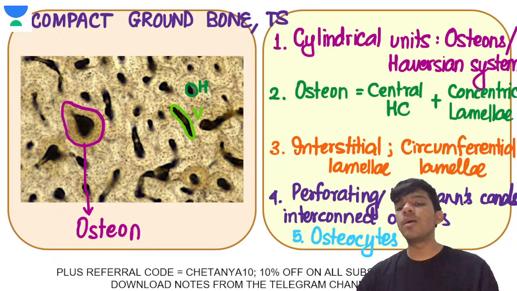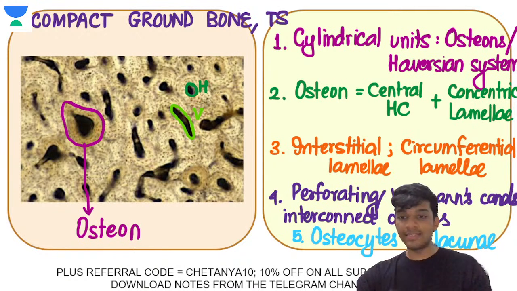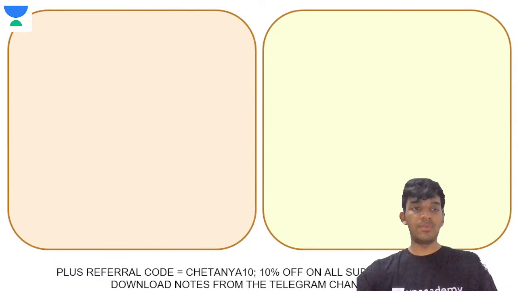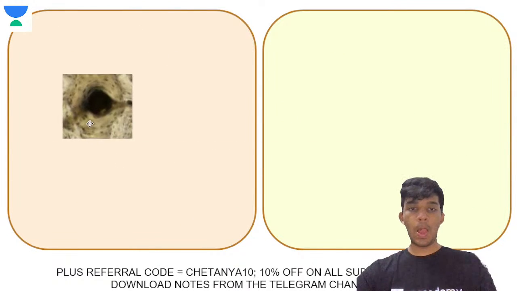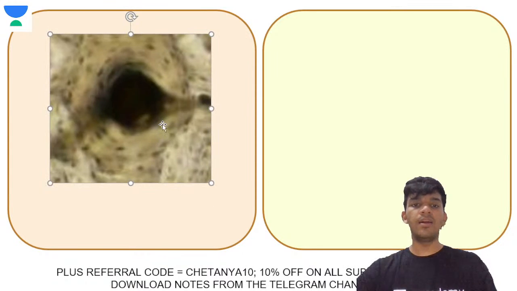Okay, so let me show you some more images so that you can appreciate everything I've just told you. Okay, so Haversian canal, Volkmann canal, that is clear. I don't think I need to show you that. Concentric lamella is also clear to you. I don't need to show you again. Let me give you a magnified view of the same image. So this is nothing but an osteon. In the center, you can see a Haversian canal. I will just label it here as Haversian canal.